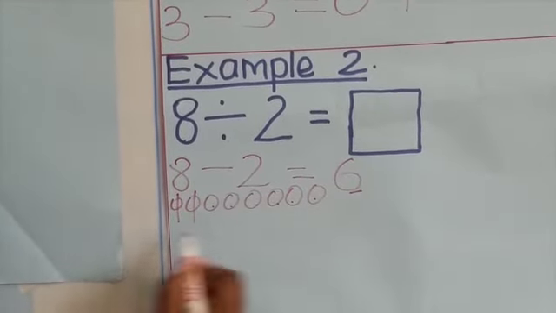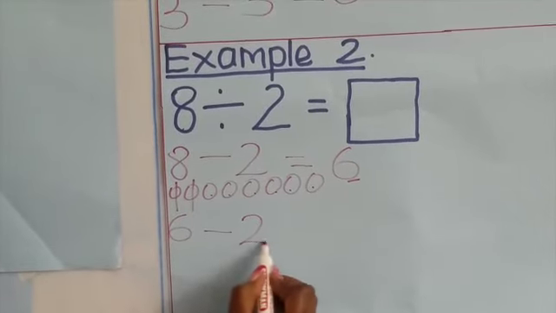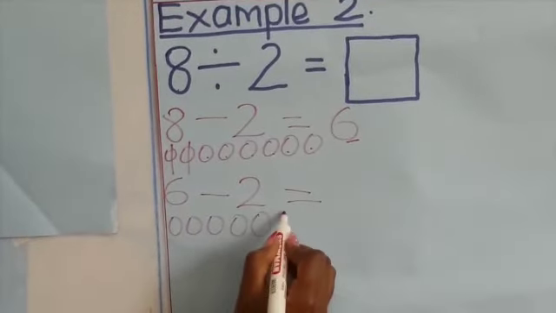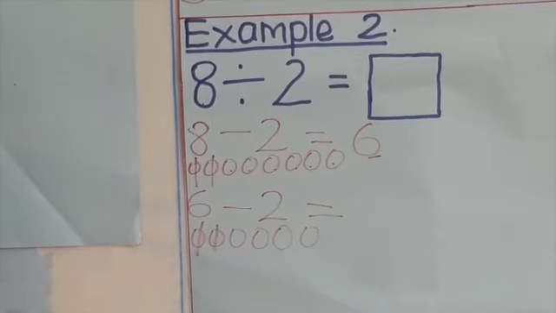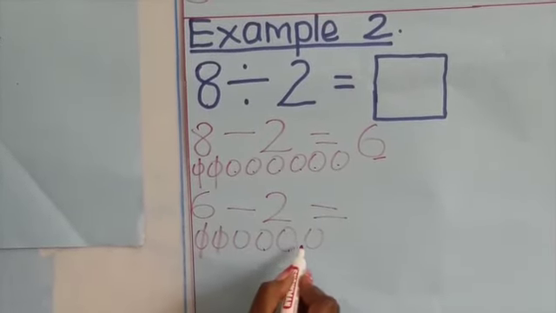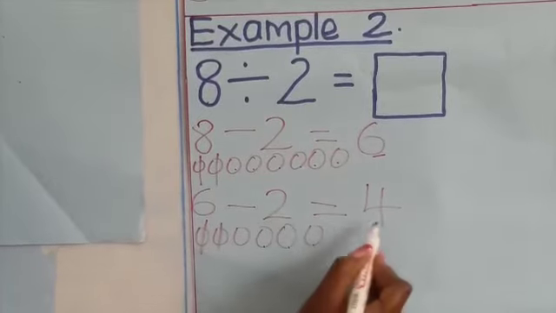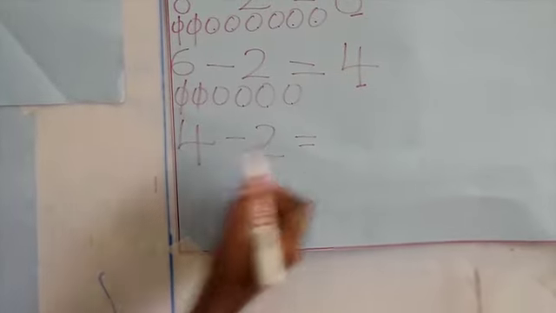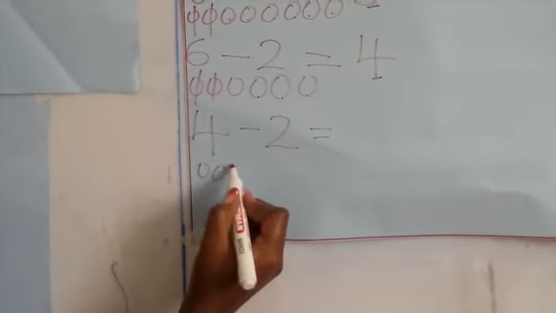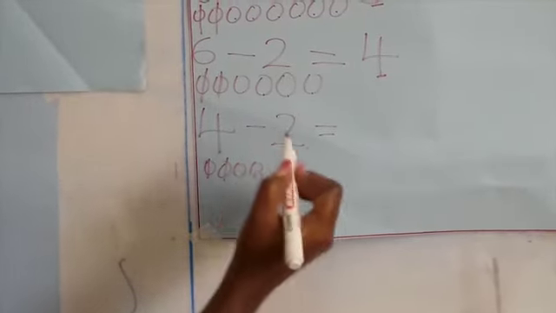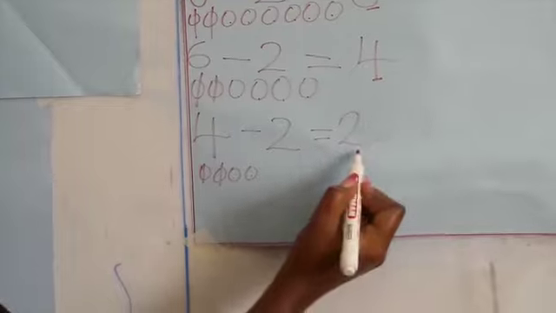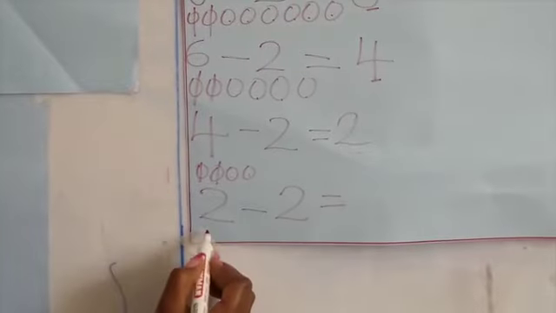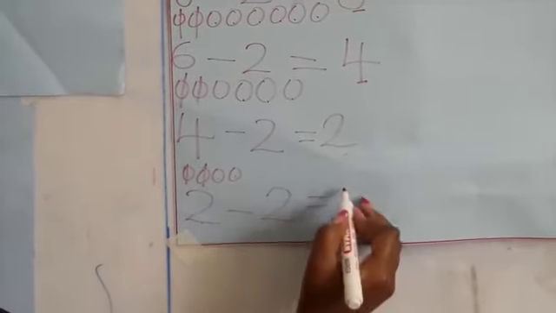So you take 6. 6, take away 2. 1, 2, 3, 4, 5, 6. 1, 2. How many are remaining? 1, 2, 3, 4. So your answer is 4. You take 4. 4 take away 2 is equals to 1, 2, 3, 4. 1, 2. You take 2. 2 take away 2 is 0.